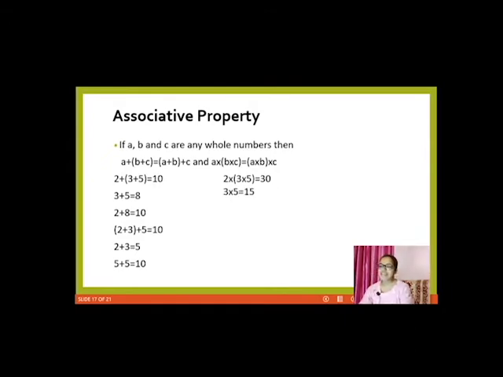See, 3 into 5 is 15, and when you multiply 2 with this 15, you get 30. And in the case 2 and 3 are multiplied together, so you get 6. Then you multiply this 5 to that product, you get 30. So in both the ways, the answer will be the same. This is known as associative property.